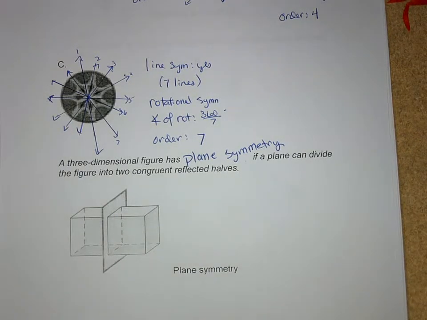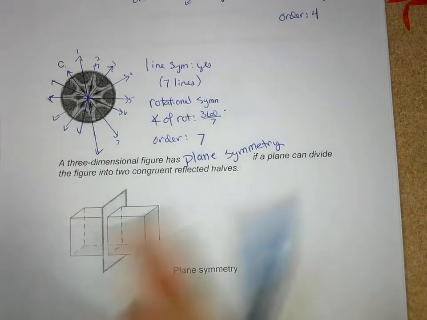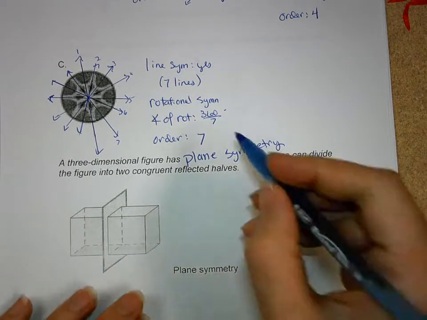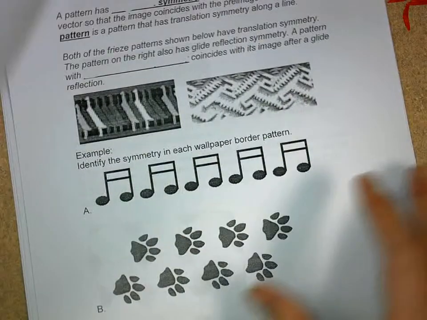All right, if a plane can divide the figure into two congruent reflected halves, so I can literally have the same thing on both sides, then this figure has plane symmetry. So that's one type of symmetry. So that's another type for three-dimensional. But we have another one which is kind of cool.